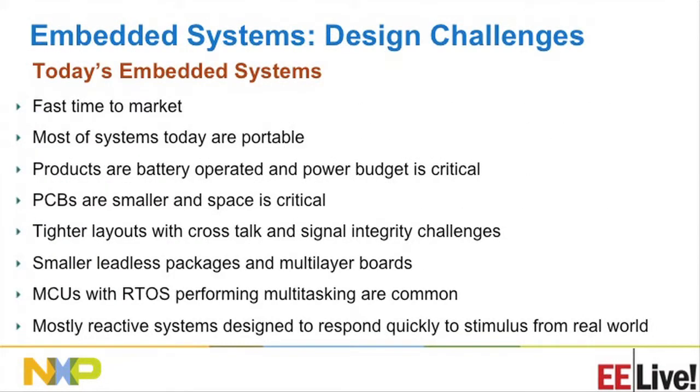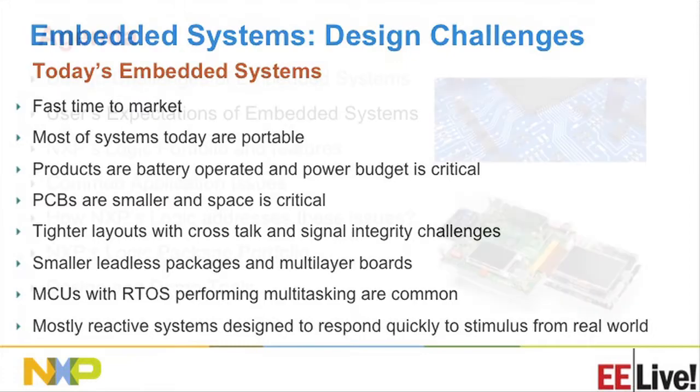So today's embedded systems, they are smaller, they are portable. There's a lot of pressure to keep the battery budget in check, and you would like to maximize the battery budget. The PCBs are also becoming smaller, right? And the space is also becoming more critical. So that is where the logic is also evolving. Some more trends that we see are RTOS and software is becoming more critical. There's more interaction between hardware and software today.